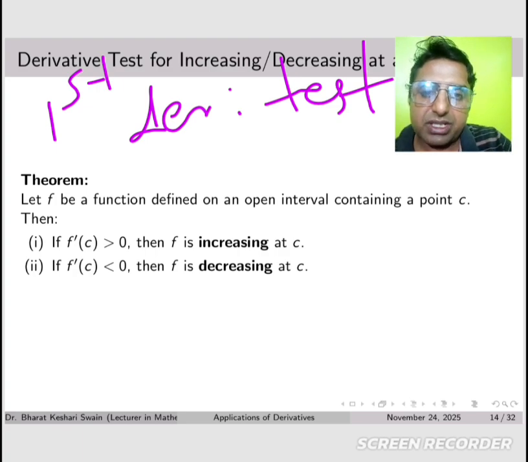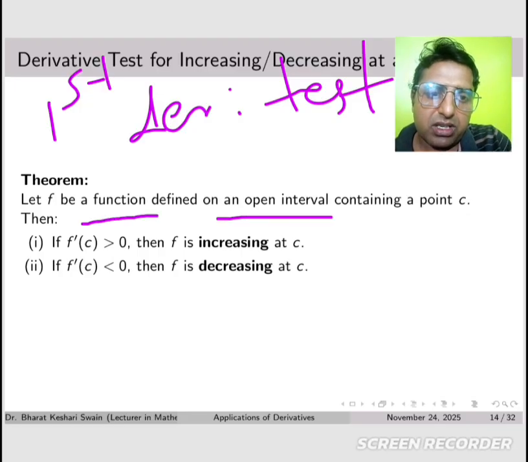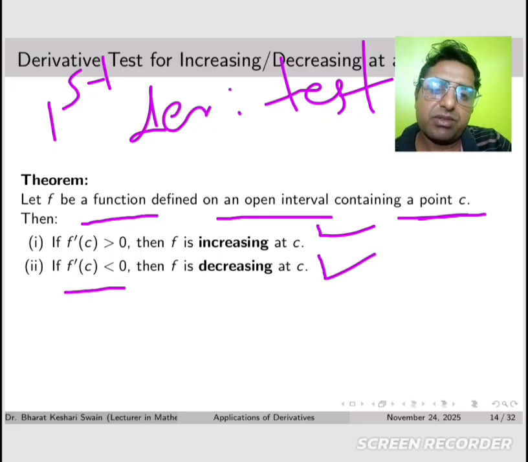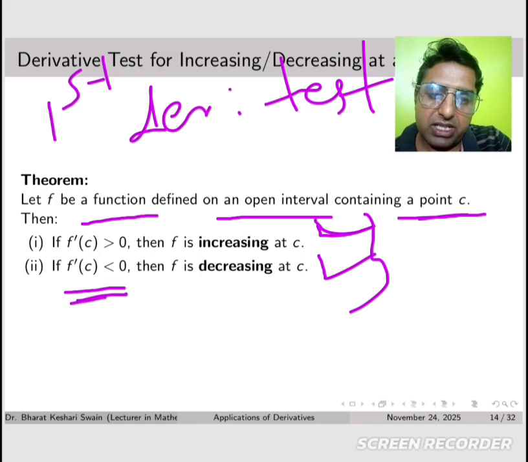So what is the test? It is given by a theorem. Let f be a function defined on an open interval containing point c. Then if f'(c) greater than 0, then f is increasing at c. If f'(c) less than 0, then f is decreasing at c. So just remember these two points.